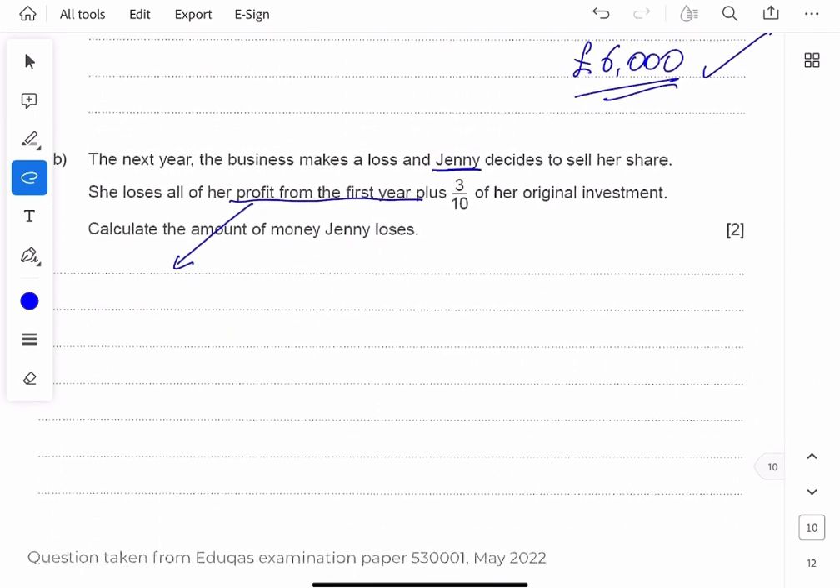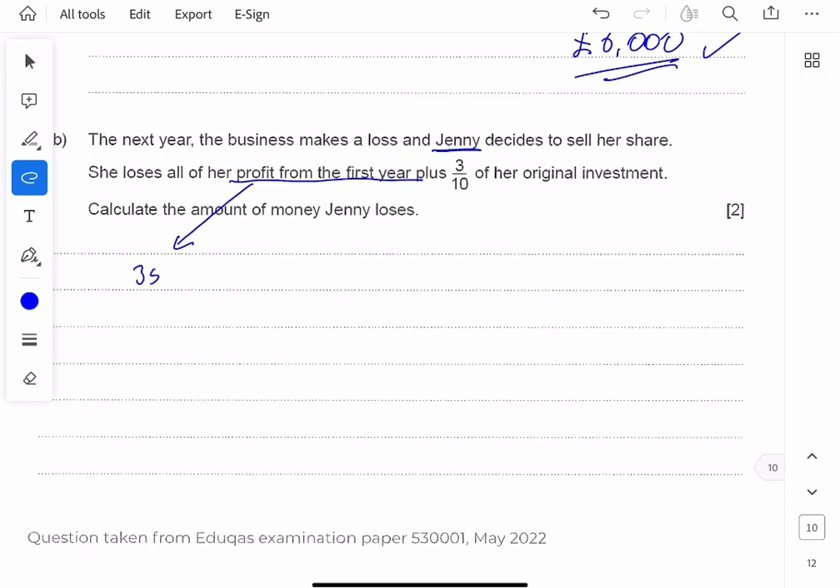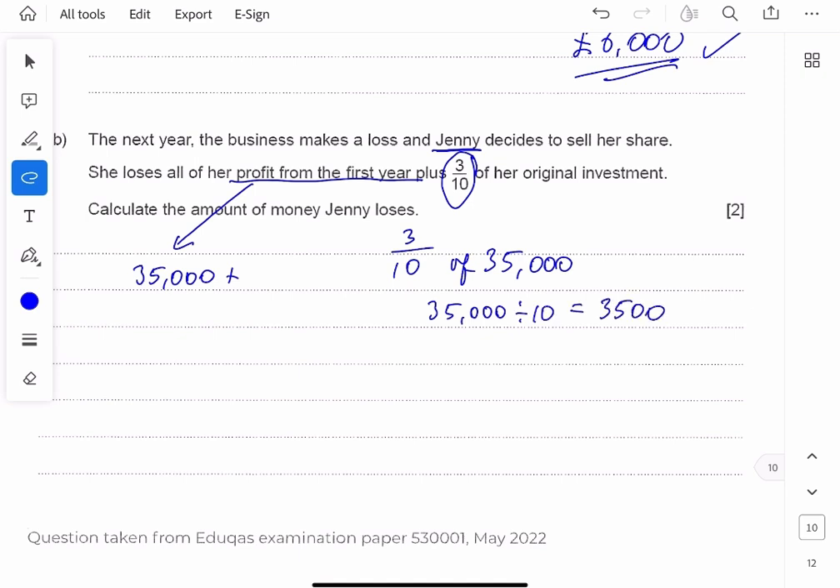What is her original investment? 35,000. We need to work out 3/10 of her original investment, which is 3/10 of 35,000. So that means 35,000 divided by 10. That's the total parts, and times your answer by 3, because you need 3/10.